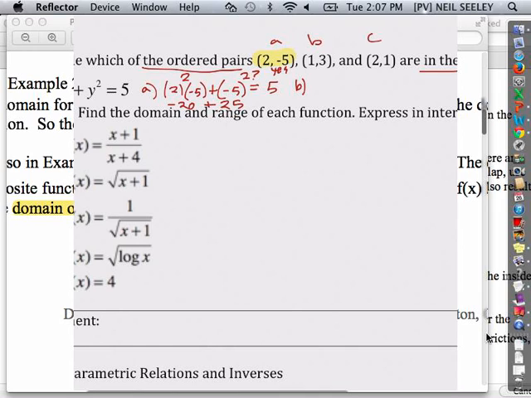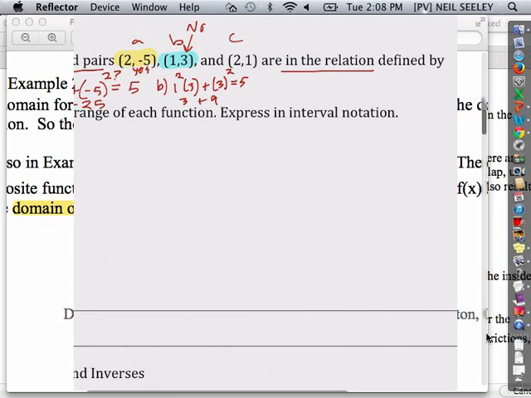B. Does 1 squared times 3 plus 3 squared equal 5? That's 3 plus 9. No way. So we'll highlight in the no color. That's the no color. No! It's not a function. C. 2 squared times 1 plus 2 squared equals 5. I got, what?